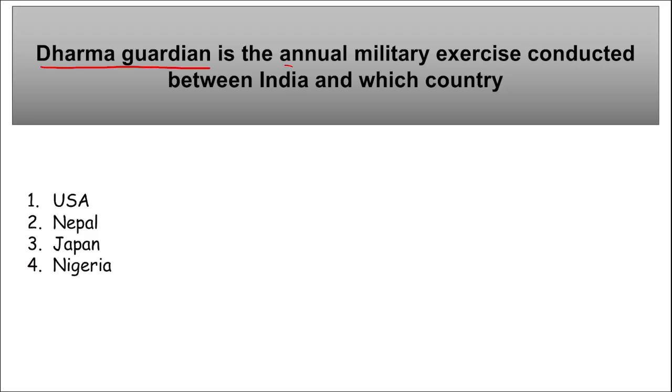Next is Dharma Guardian. Dharma Guardian is an annual military exercise. This is conducted between India and which country? This is conducted between India and Japan, and this year it was the fifth edition of this exercise held between India and Japan. Then next, remember, where was this exercise held?